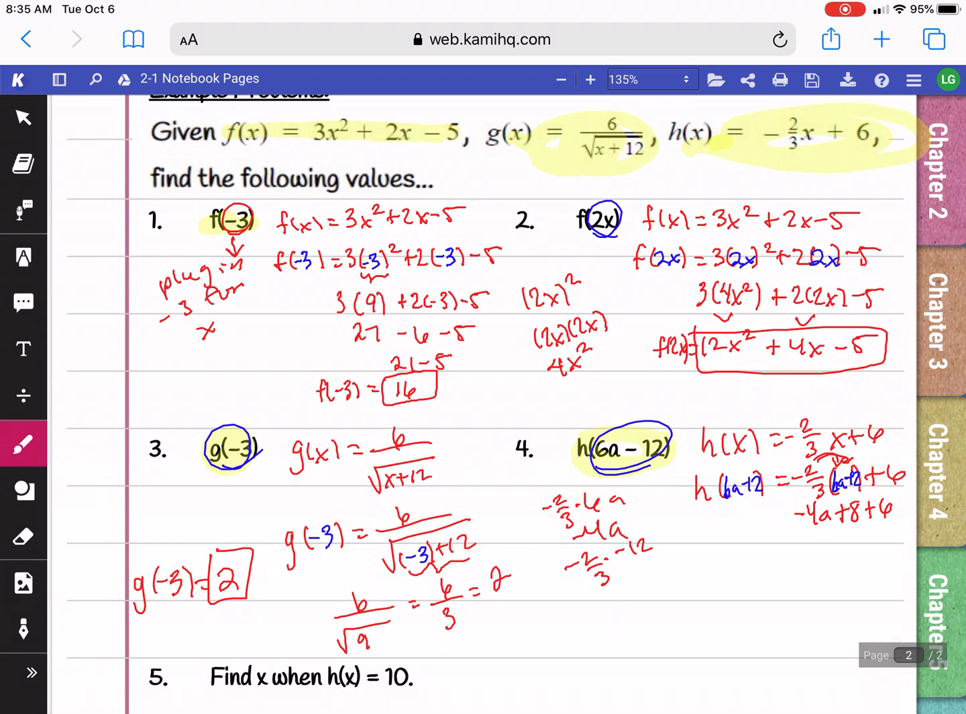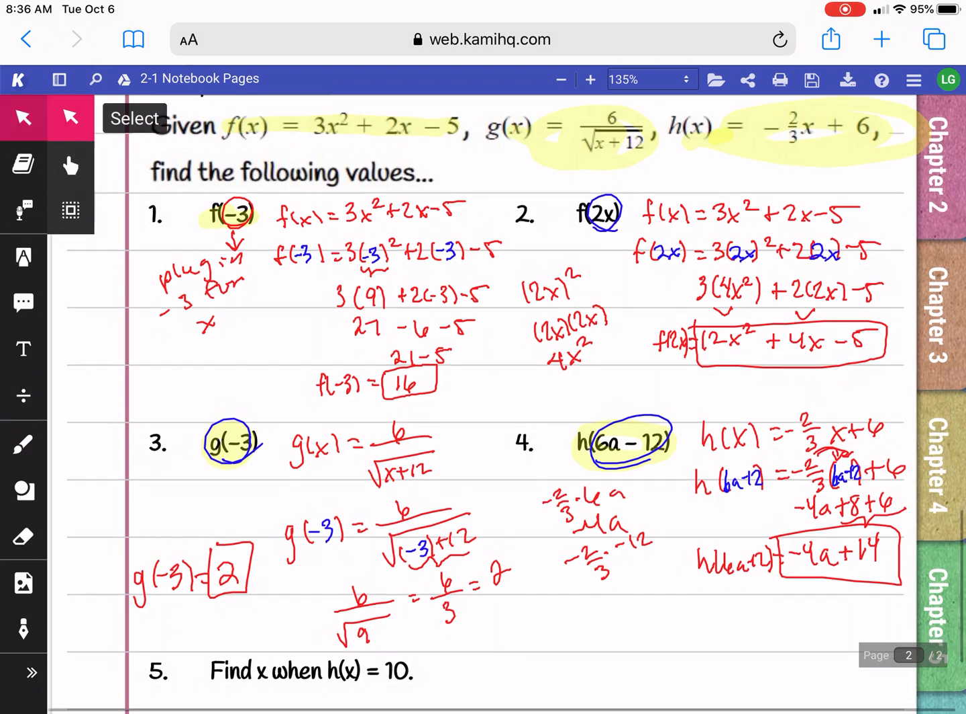Now we can combine like terms. 8 plus 6 is 14, so this is negative 4a plus 14. That's for h of 6a minus 12. So if you have a variable as your input, your final answer is still going to have a variable. It's not going to be just a number.